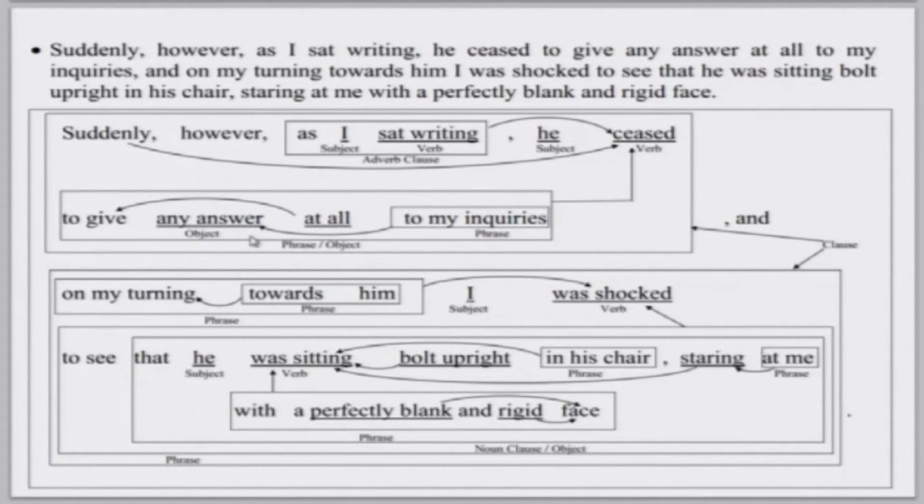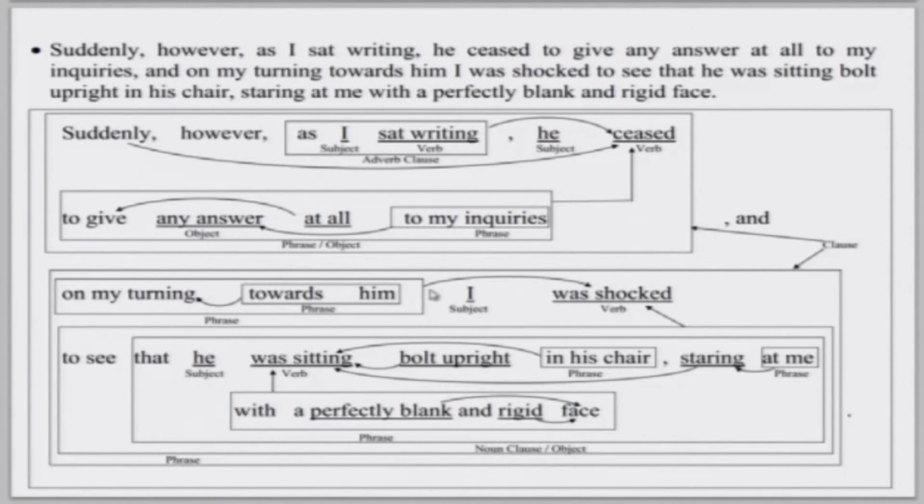To give any answer. This "give" is qualified further by "at all," and this "answer" is qualified further by "to my inquiries." I am not going into the detail of which is adjective and which is adverb, because if it is qualifying a noun, then it is an adjective, and if it is qualifying a verb, then it is an adverb. It is not important either, as long as we understand the meaning correctly, who is qualifying what. And the second thing, "in that I was shocked," is the main thing. And under what circumstances? Was shocked on my turning towards him.